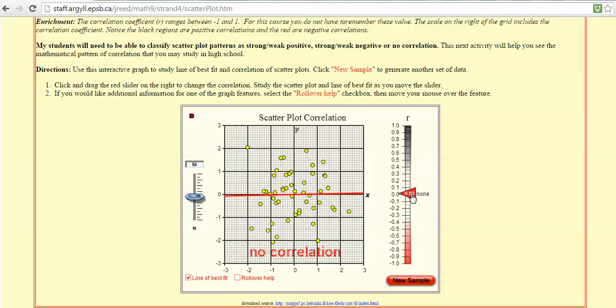There's also a button here where we can throw out the data and get a new sample. You can see that no correlation doesn't always mean one type of shape. There's actually a variety of shapes that all have no correlation, but what they all have in common is they're all pretty much blob shapes that aren't rising or falling from left to right. These are different examples of no correlation.